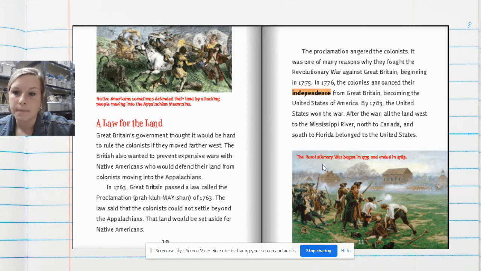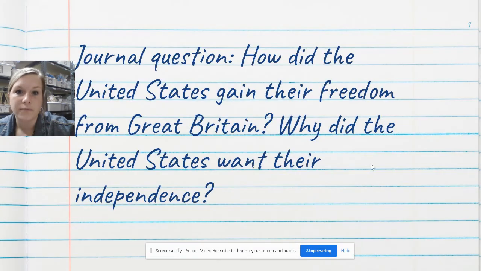So here the Revolutionary War began in 1775 and ended in 1783. So we fought this battle to be able to gain our own land and our own independence from Great Britain to where they couldn't tell us what we could or could not do.